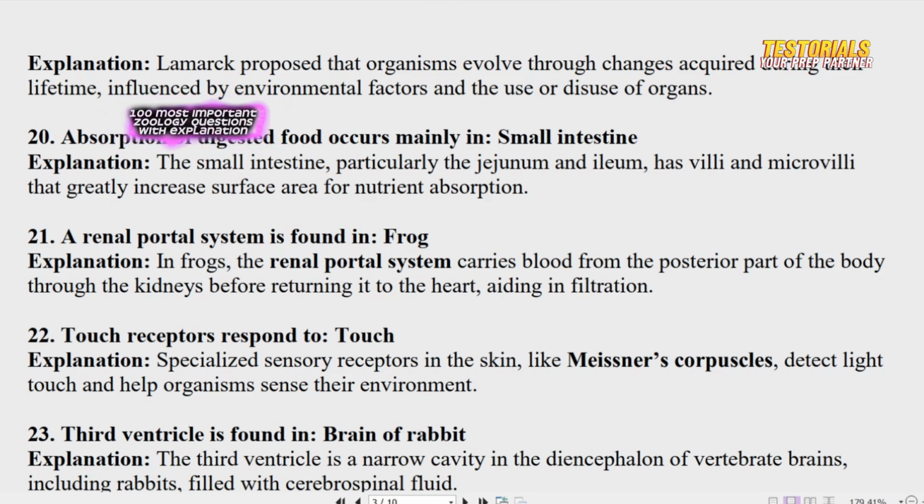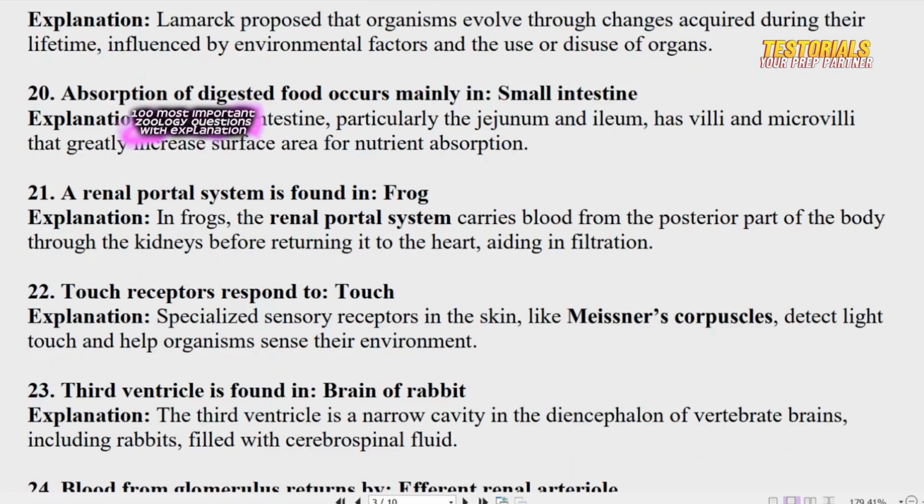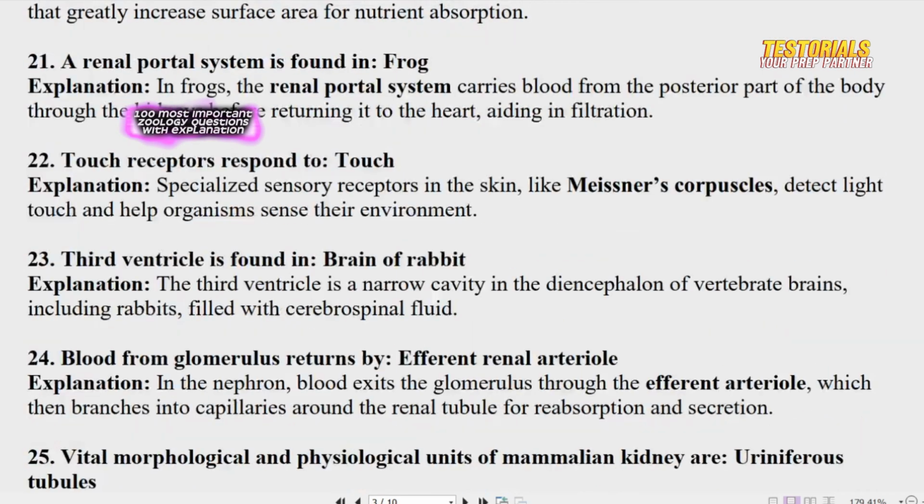Absorption of digested food occurs mainly in the small intestine. Explanation: The small intestine, particularly the jejunum and ileum, has villi and microvilli that greatly increase surface area for nutrient absorption. 21. A renal portal system is found in frog. Explanation: In frogs, the renal portal system carries blood from the posterior part of the body through the kidneys before returning to the heart, aiding filtration.